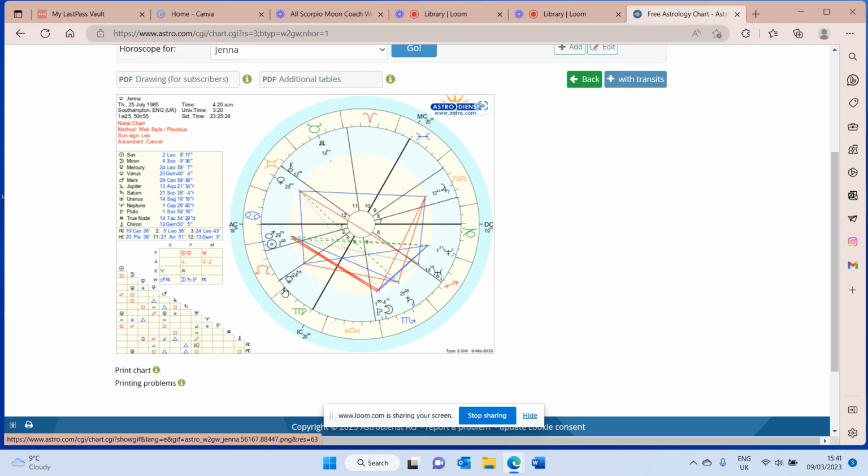So if you see my Mercury is just in the sign of Leo, but it's in my third house. These here are the lines of the houses. These are the lines here of the zodiac, if that makes sense.